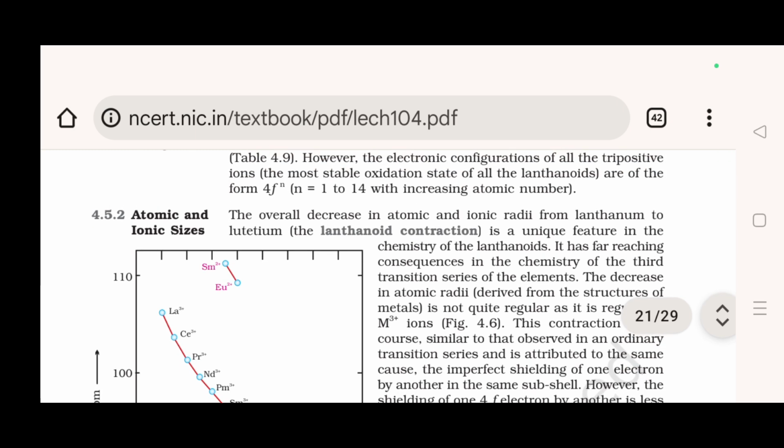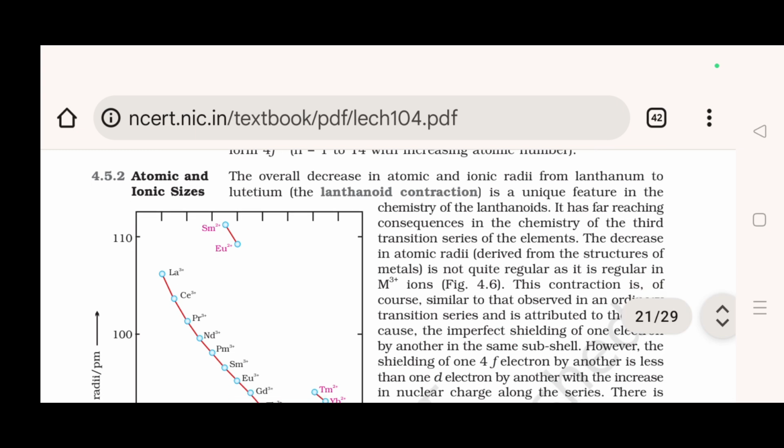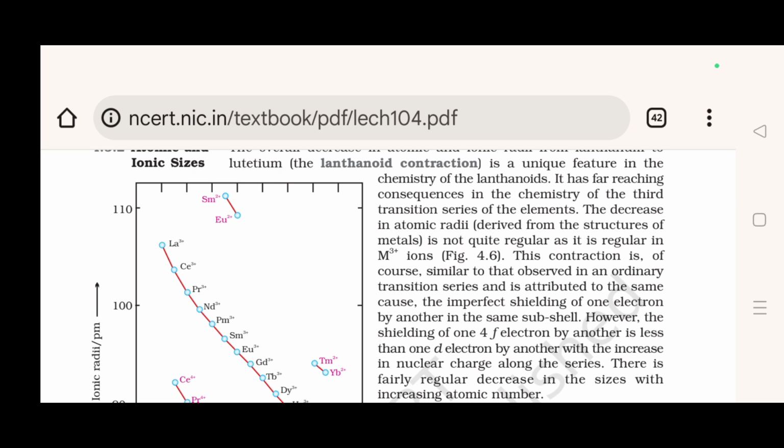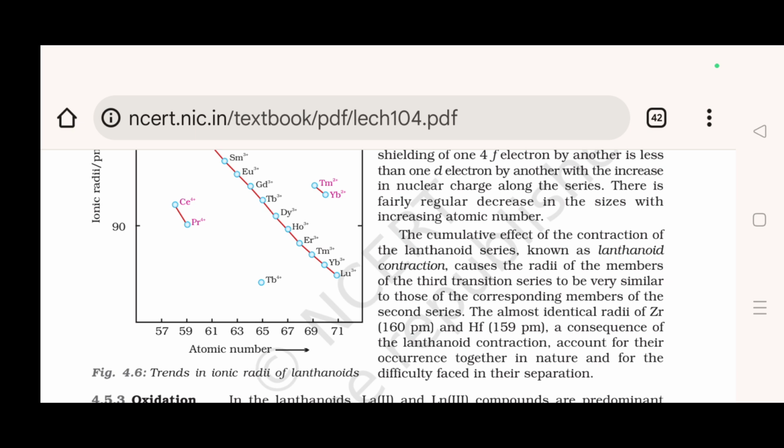The overall decrease in atomic and ionic radii from lanthanum to lutetium, the lanthanoid contraction, is a unique feature in the chemistry of the lanthanoids. It has far-reaching consequences in the chemistry of the third transition series of the elements. The decrease in atomic radii derived from the structures of metals is not quite regular, as it is regular in M3+ ions. This contraction is of course similar to that observed in an ordinary transition series and is attributed to the same cause, the imperfect shielding of one electron by another in the same subshell. However, the shielding of one 4f electron by another is less than that of one d electron by another with the increase in nuclear charge along the series. There is a fairly regular decrease in the size with increasing atomic number.